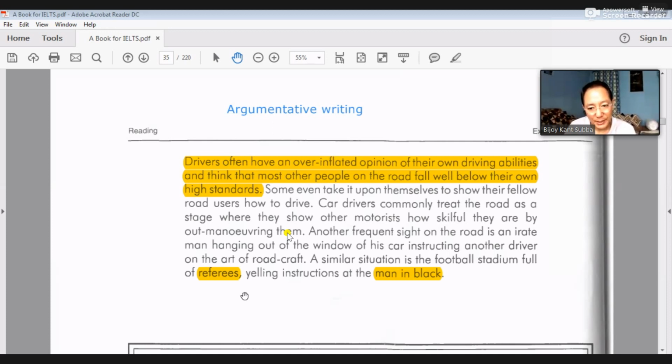So here the author is using the word referees to indicate that these are all spectators who think they are experts of the game. Not pretend, they think they are an expert of the game. Now, this use of referees and men in black, okay? Technically speaking, these are called rhetorical devices.